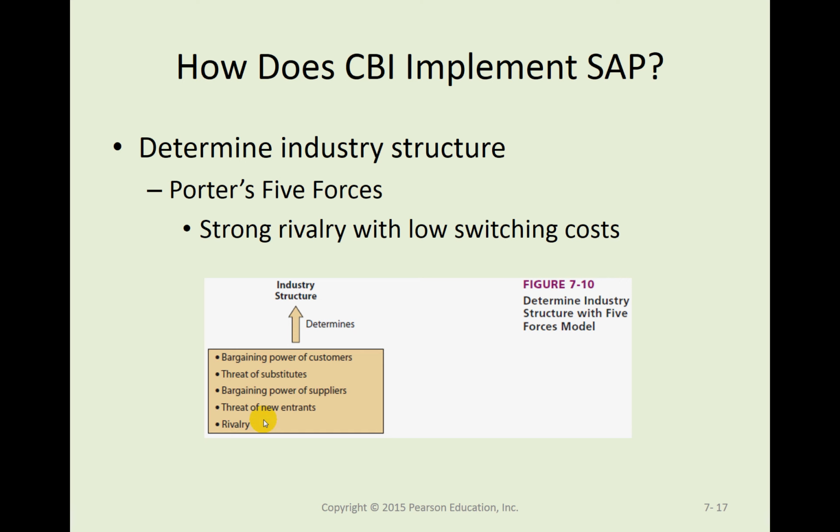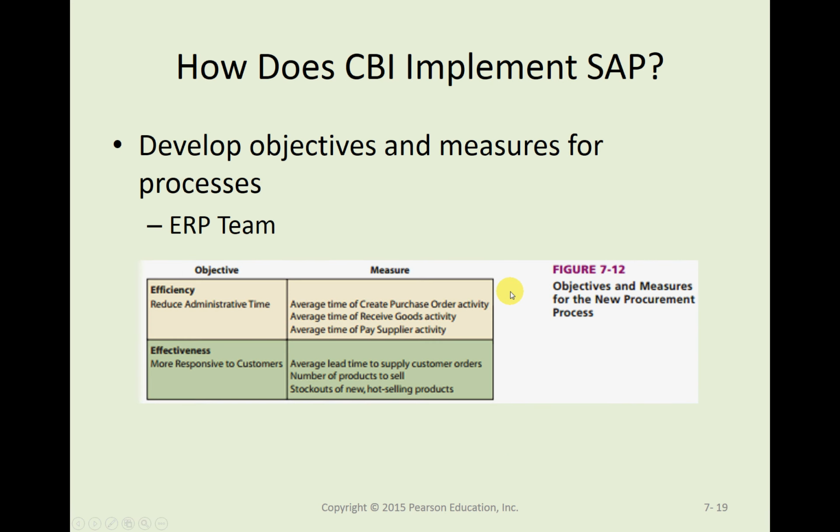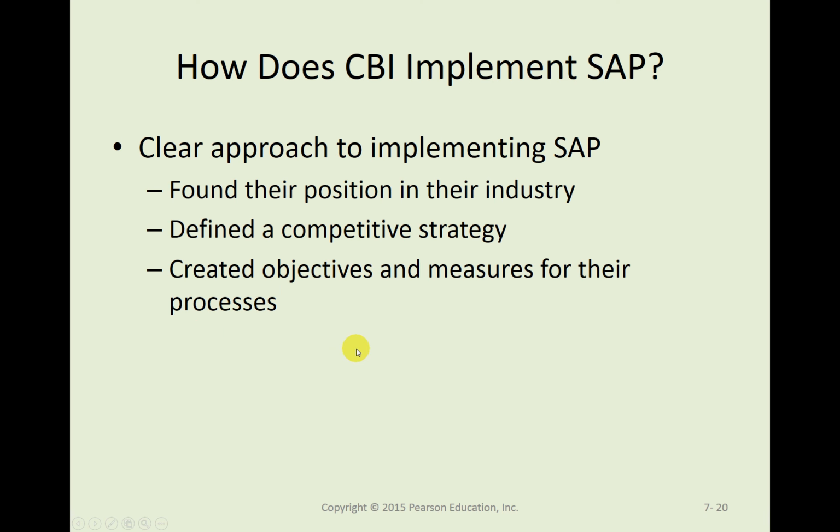So they're going to focus on high-end bicycles, and they are going to try to improve both their efficiency and their effectiveness. And remember, efficiency is getting the job done cheaper, quicker, faster, and effectiveness is making sure that you achieve your competitive strategy and your goals for the business. So CBI went about things the right way in deciding to go with an ERP system, although in the real world I did mention that a bicycle manufacturing company, unless you're worldwide like Schwinn, would likely not be able to afford an SAP solution.